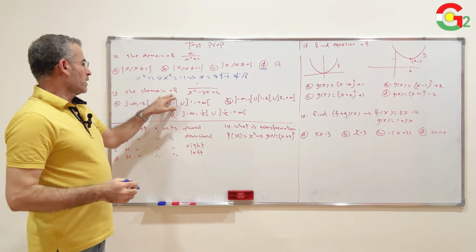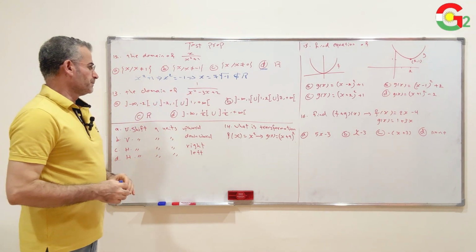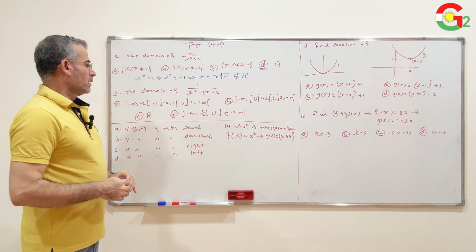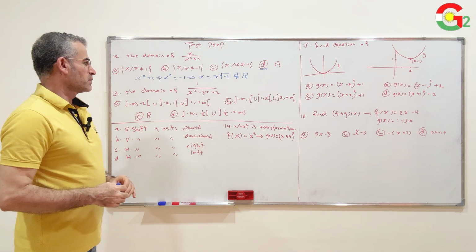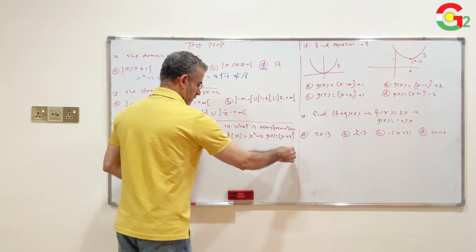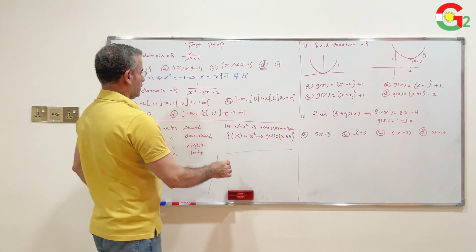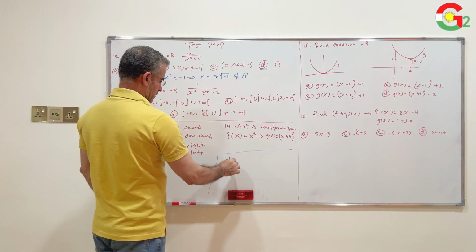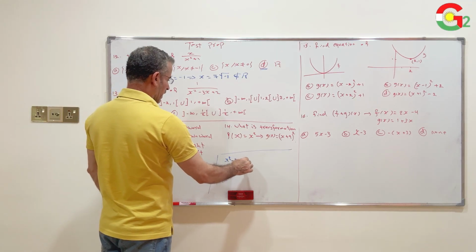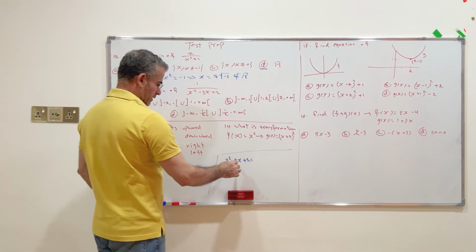Find the domain of the function 1 over x power 2 minus 3x plus 2. I'll solve this equation here. The denominator should not be 0. I set it to 0 and find the values that make it 0.